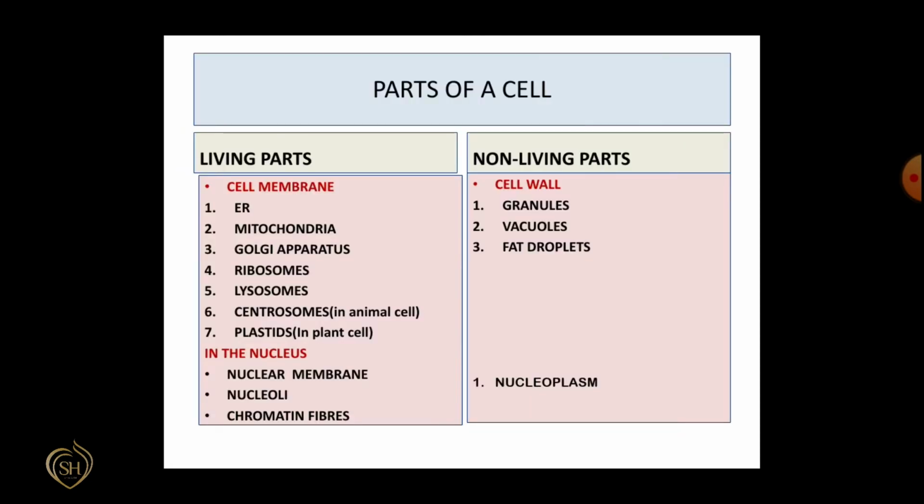Let us discuss the parts of a cell. There are living parts and non-living parts. Cell membrane is considered the living part of that cell. Inside the cytoplasm, we can see endoplasmic reticulum, mitochondria, Golgi apparatus, ribosomes, lysosomes, centrosomes, and plastids as the living parts. Centrosome is only in an animal cell. Plastids are only present in a plant cell.